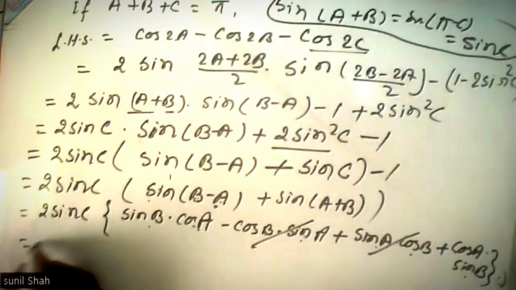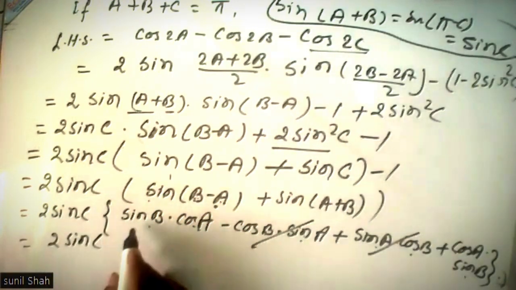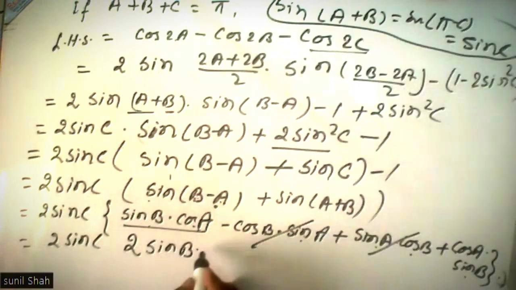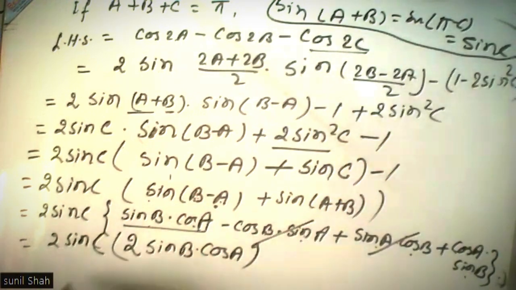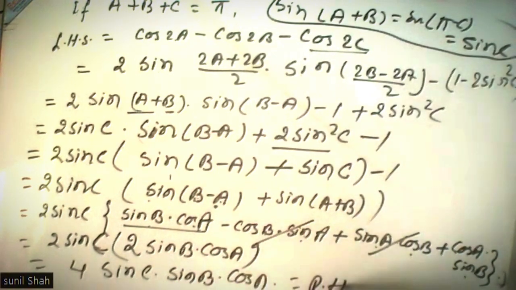Close the bracket. 2 sin C, and this is 2 times sin B cos A. So it is 4 sin C sin B cos A. RHS proved.